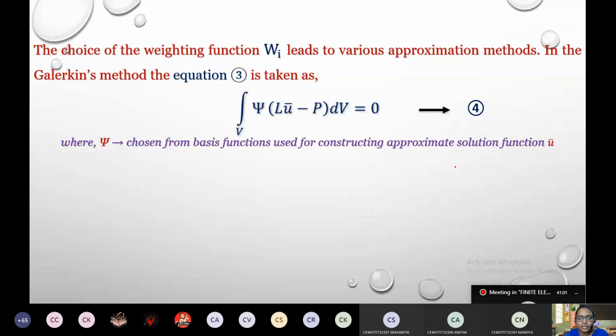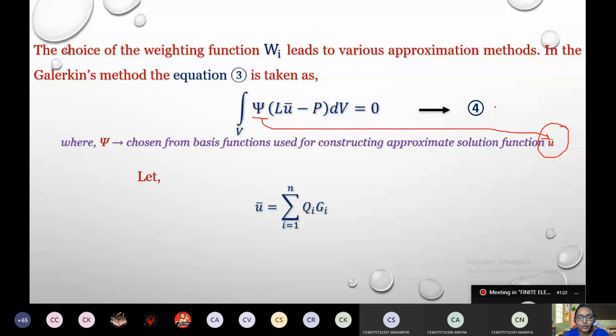Now here we have seen that xi is created with respect to whatever the construction we used for U bar. All right. So let us see how we construct or reach the basis function of U bar. Let us take U bar is equal to sigma of Qi Gi. There are two new terms here, Qi and Gi. What are they?